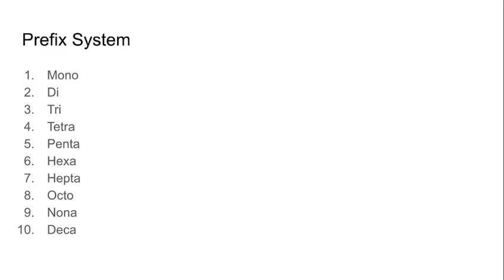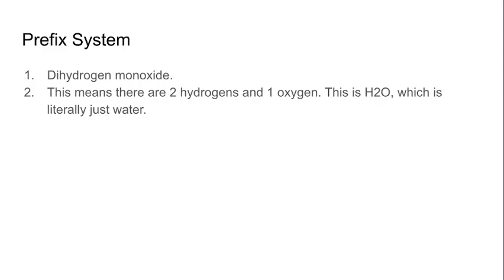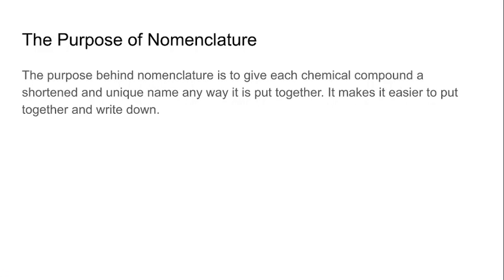Let's use dihydrogen monoxide for example. The di signals that there are 2 hydrogen and the mono signals that there is 1 oxygen. This is H2O, better known as water. So the di means 2, so that goes to the 2 hydrogens, and mono is the 1. When there is 1 for the first element, though, there's nothing.